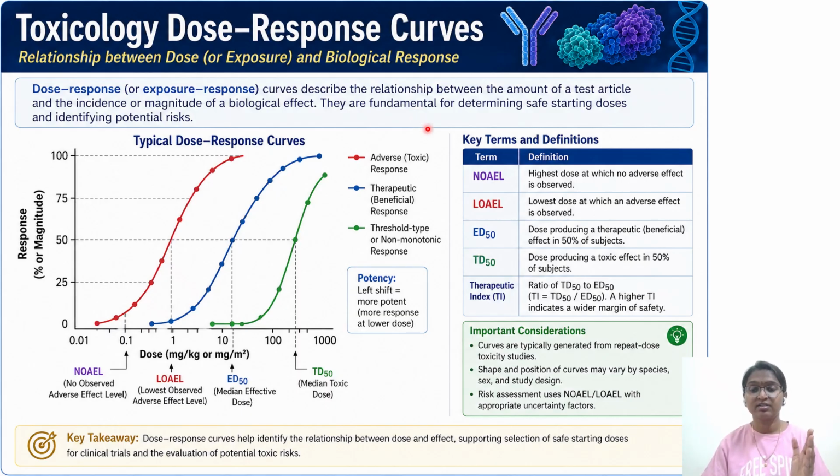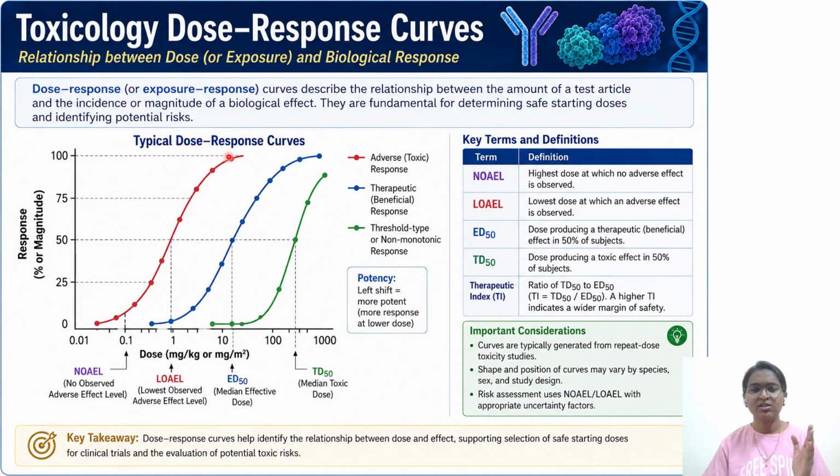So let's directly understand the first: the dose response curve or exposure response curve describes the relationship between the amount of a test article and the incidence or magnitude of a biological effect. So once you give a test item to a test system, a test animal, how that particular animal responds is based on the incidence or magnitude of the biological effect. The biological effect might be a change in the clinical parameters or appearance or a physiological response. They are fundamental for determining safe starting doses and identifying potential risk.